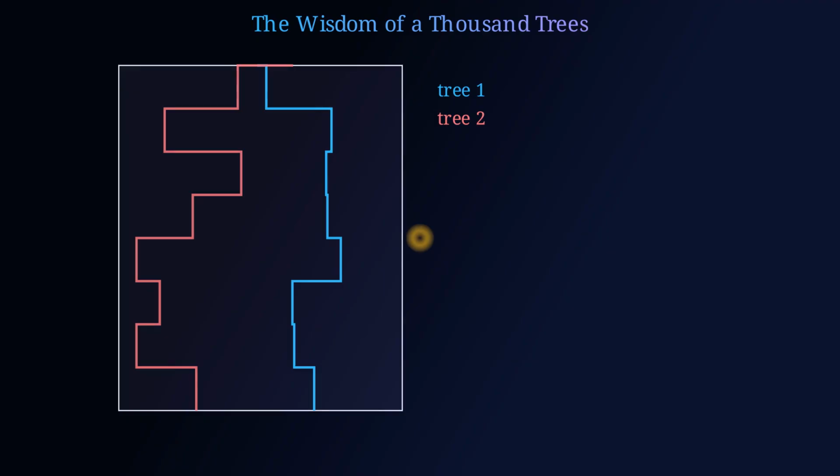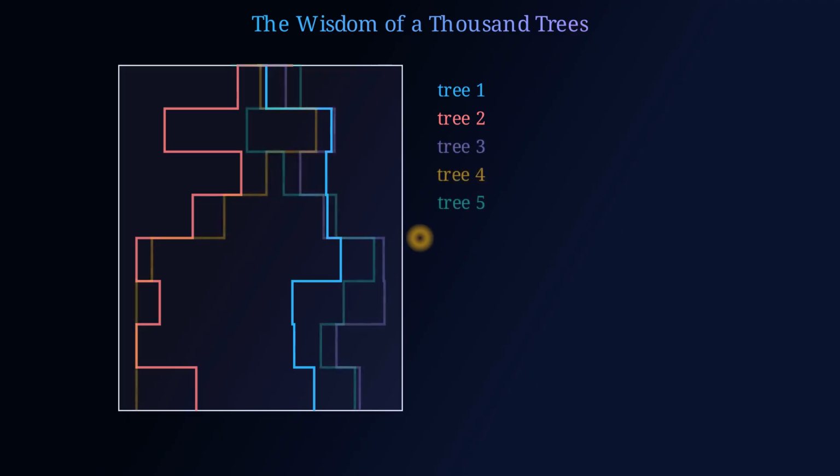Let's keep going. Tree 3, tree 4, tree 5. Each one is grown on its own resampled data with its own restricted features. Watch the pile of jagged boundaries accumulate. Individually, they're all messy and unreliable, each confidently wrong in its own peculiar way.